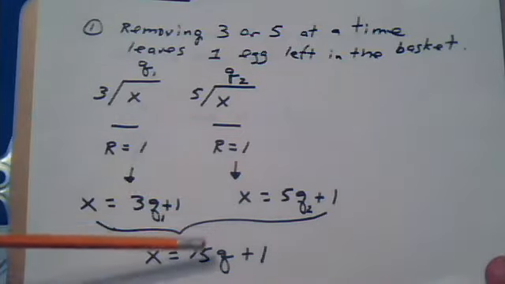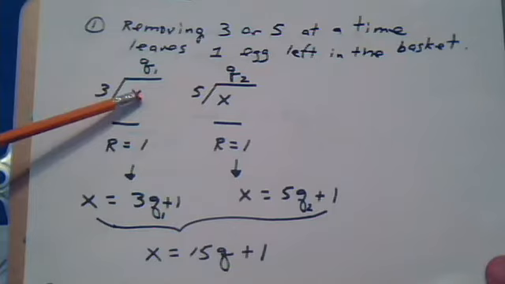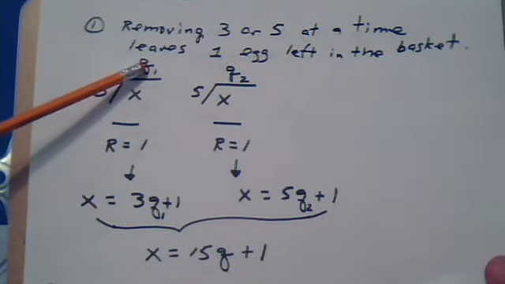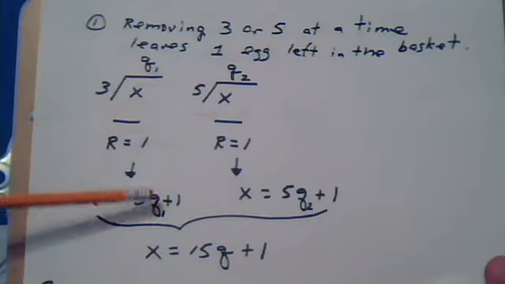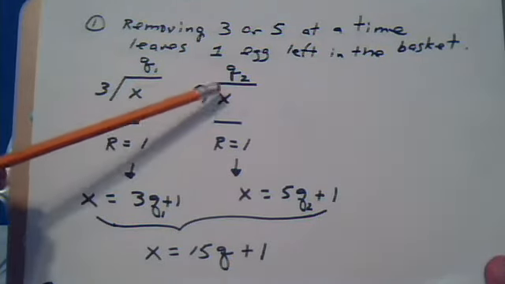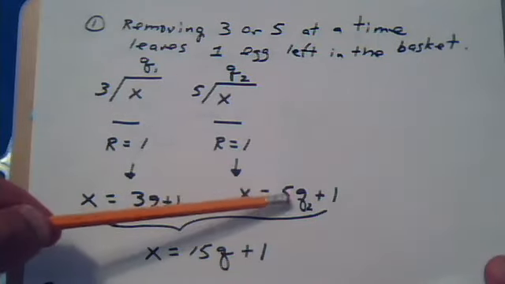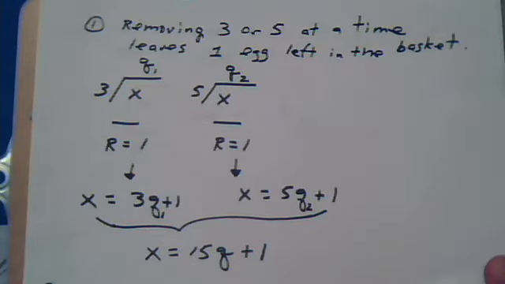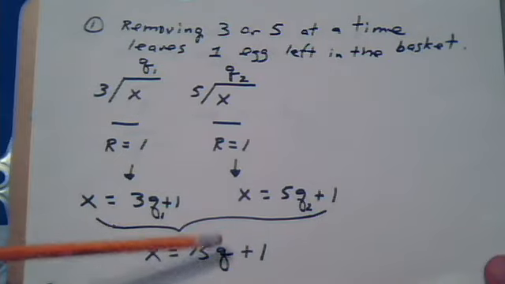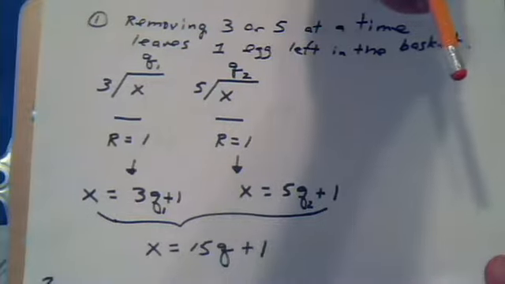Now, this that you see here is just a description of these divisions. X equals 3 times q sub 1 plus 1. X equals 5 times q sub 2 plus 1. So if you divide by 15, it'll be x equals 15 times q plus 1. We're going to use this in answering the question.